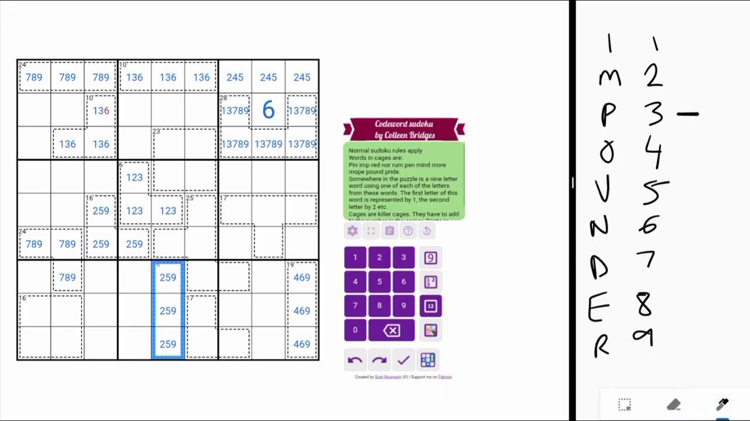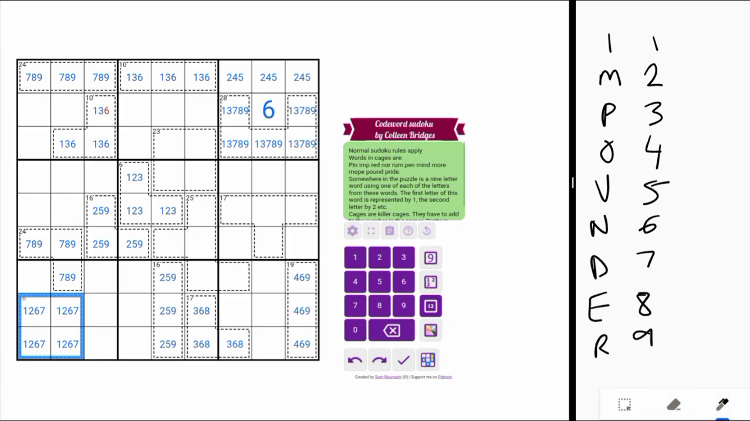Pen, P-E-N, adds up to 8 and 9, 17. So that goes in this one, this 368. Next one, mind, M-I-N-D, 1267, adds up to 16, 1267.